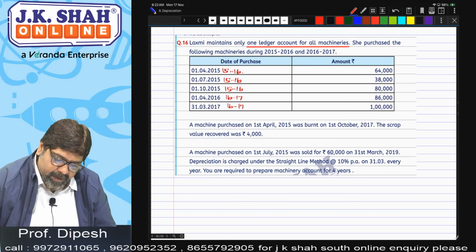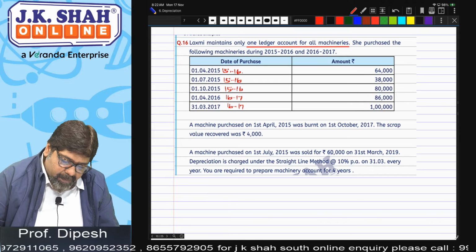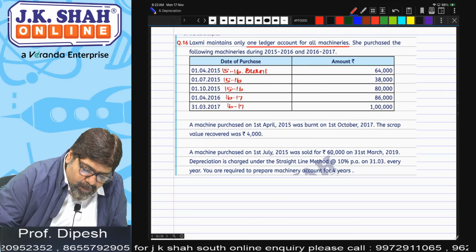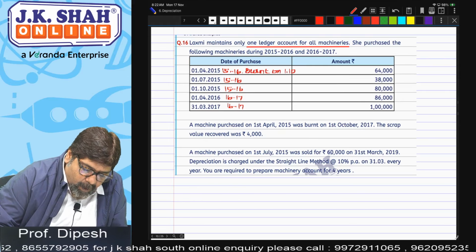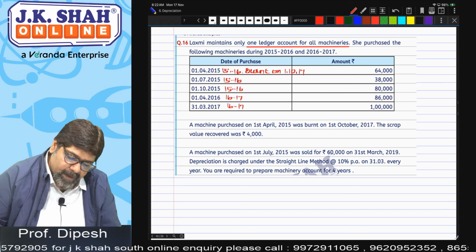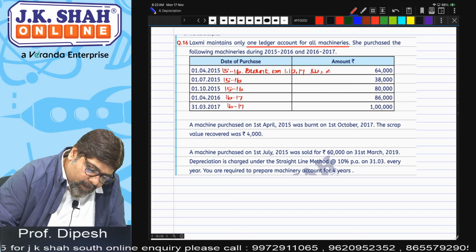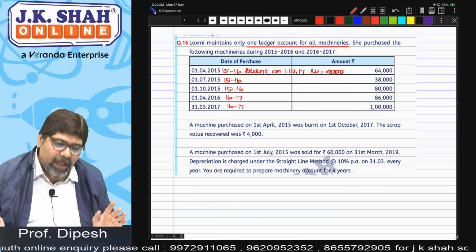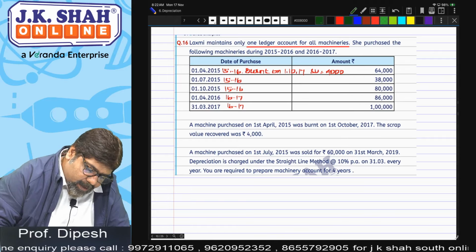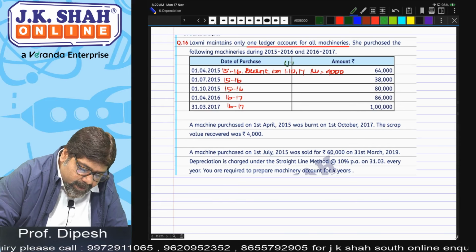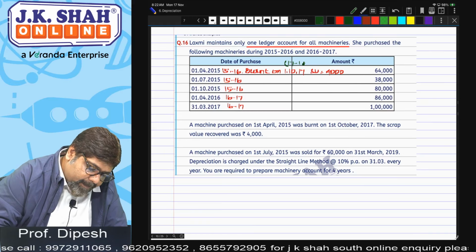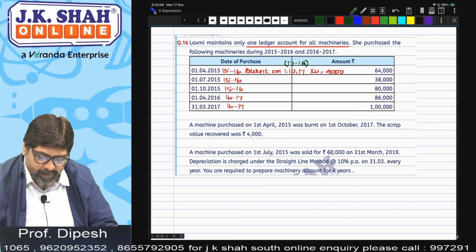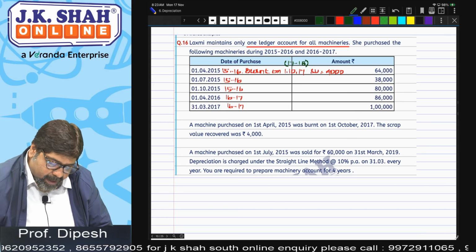Correct? A machine purchased on 1st April 2015 was burnt on 1st October 17 and scrap value recovered is 4,000. Now my wonderful chartered accountant, on 1/10/2017 the asset was burnt. If on 1/10/2017 the asset was burnt, chartered, what is the year? Year is 17-18. Correct? Yes.